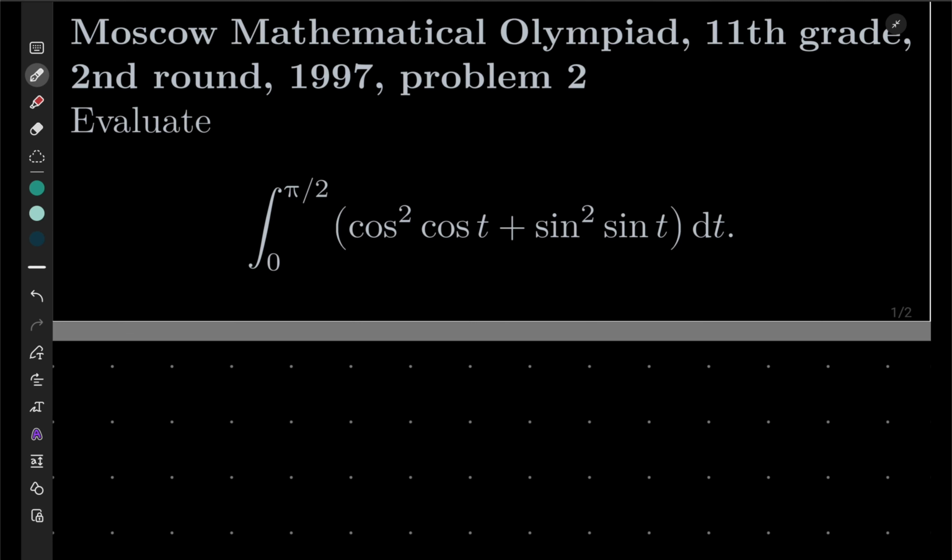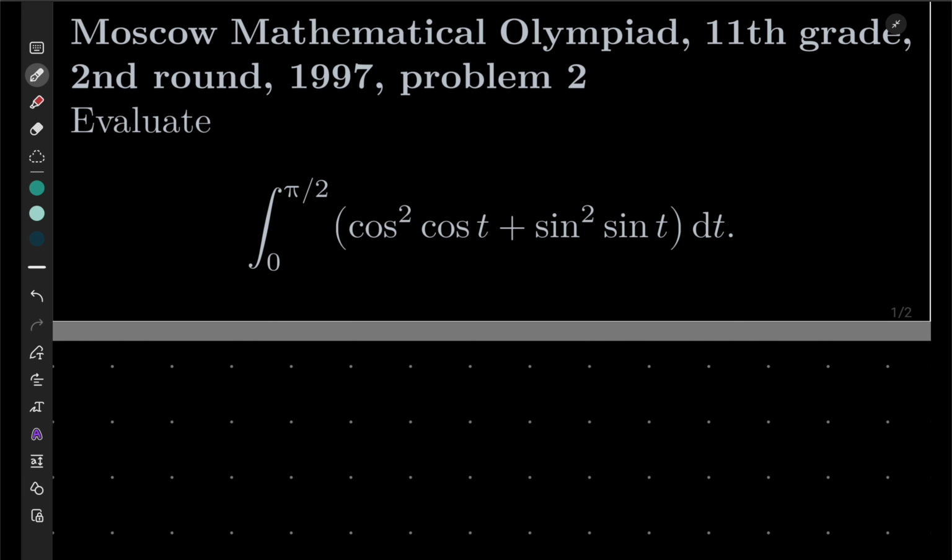Hello friends, in this video I'd like to present my solution to a mathematical problem from Moscow Mathematical Olympiad, 11th grade, second round, 1997. So we wish to evaluate the following integral: the integral from 0 to pi over 2 of cosine squared of cosine of t plus sine squared of sine of t dt. So pause the video if you would like to think about solving this problem.